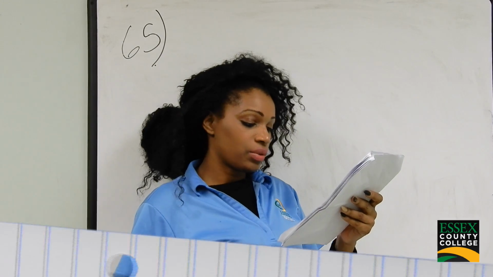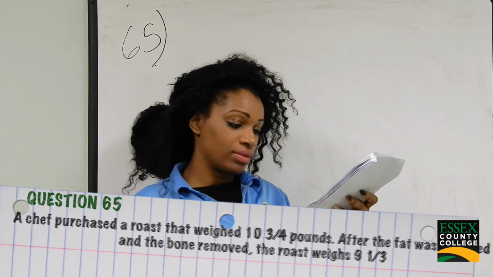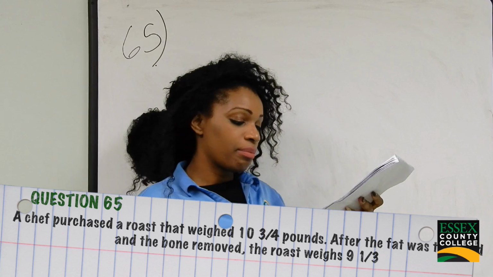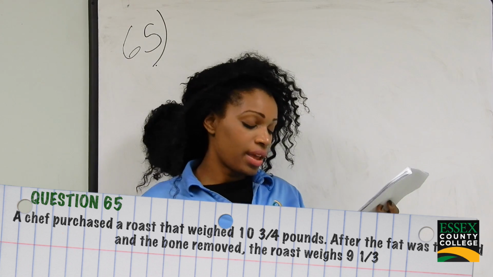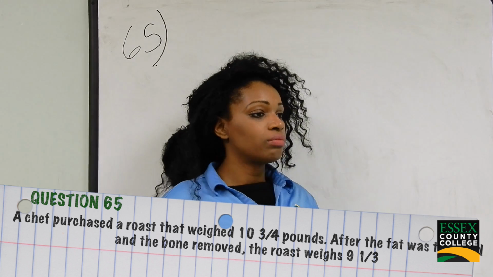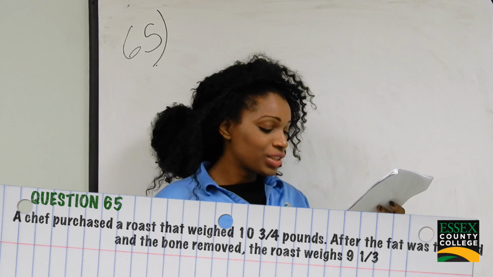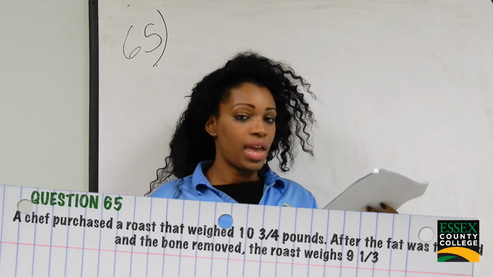A chef purchased a roast that weighed 10 3/4 pounds. After the fat was trimmed and the bone removed, the roast was 9 1/3 pounds. The first question asked, what was the total weight of the fat and bone?